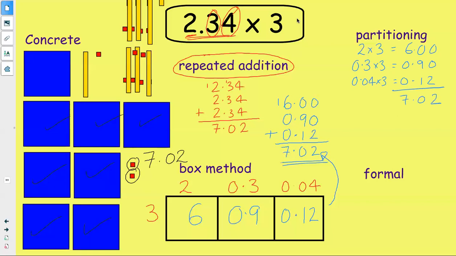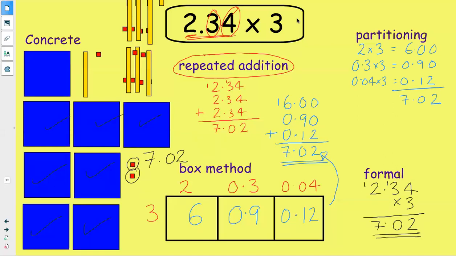And then there's just the formal methods. So you start with your 2.34 and you multiply it by 3. 3 multiplied by 4 is 12. Carry your 1 up. 3 times 3 is 9. Add 1 is 10. 0 there. Carry your 1. Put your decimal point in. And 3 times 2 is 6. Add 1 is 7.